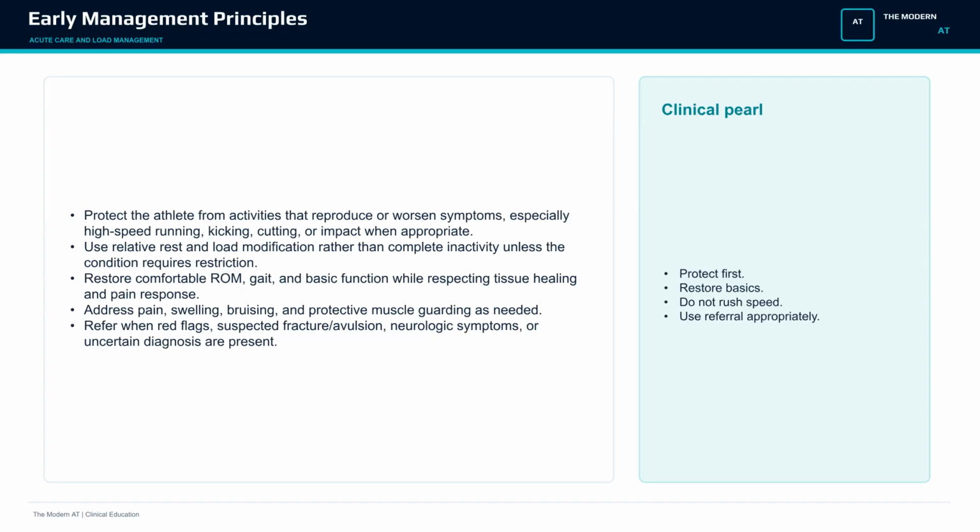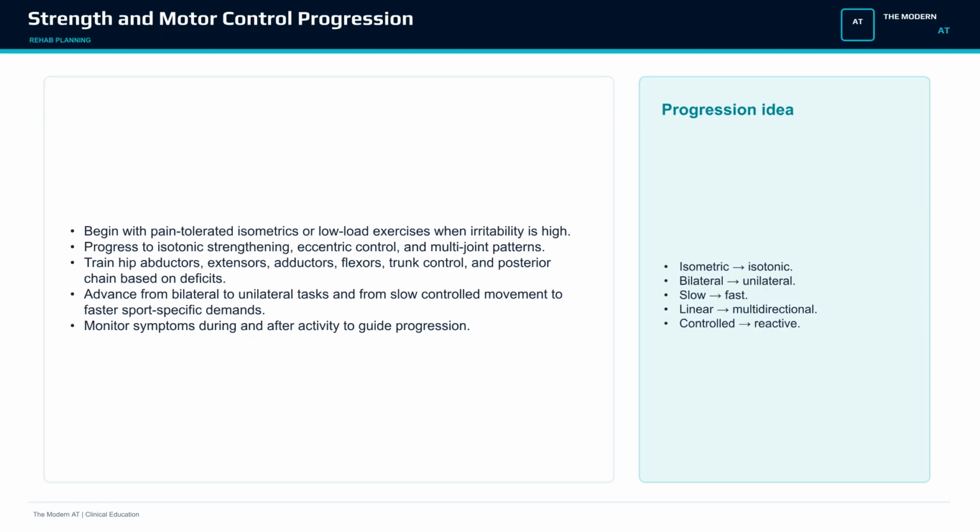The clinical sequence is simple. Protect first, restore the basics, and do not rush speed. Strength and motor control progressions should move from low irritability work towards sport-specific demand. Early on, pain-tolerated isometrics or low-load exercises may be appropriate. Then progress to isotonic strengthening, eccentric control, multi-joint patterns, and single-leg tasks.